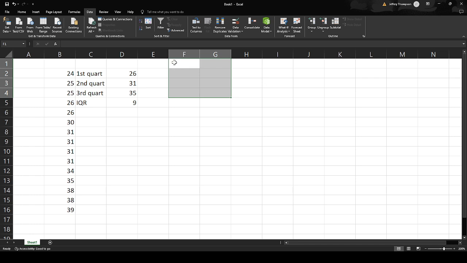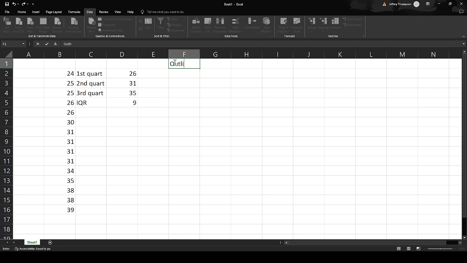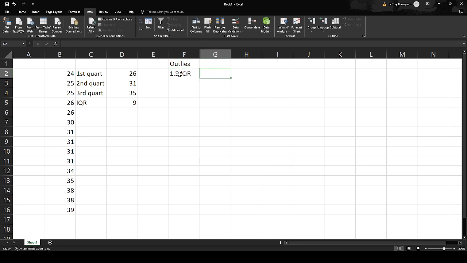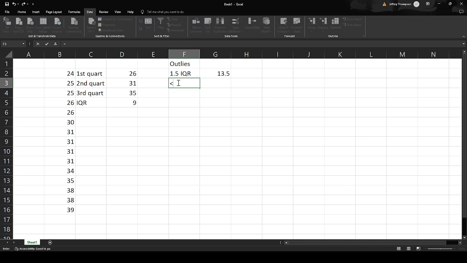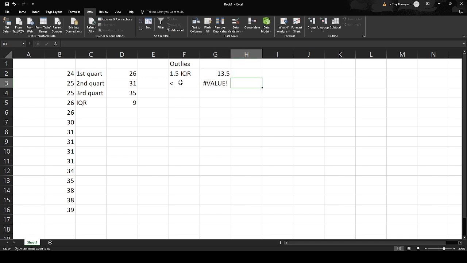So we're going to use that formula and we'll look for outliers. The thing we want to calculate is 1.5 times the interquartile range. Our interquartile range is D5 here. So we're going to take 1.5 times cell D5. And outliers, numbers that are smaller than C2 minus this 1.5 IQR, which we're hiding in G2 here.